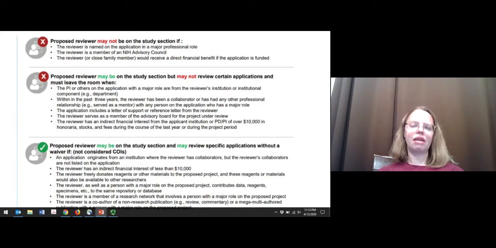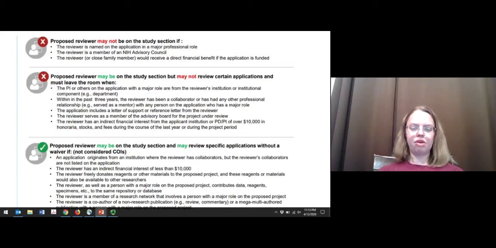Again, sometimes you'll give a letter of support, where you'll help somebody with something. Obviously, if you're giving a letter of support, you shouldn't be reviewing that application. If you're on an advisory board, sometimes there are big projects, right? Like a center grant that has an advisory board. If you're on the advisory board, obviously you shouldn't be reviewing it. And if there's some indirect financial interest that you'll somehow benefit from, you shouldn't review that.